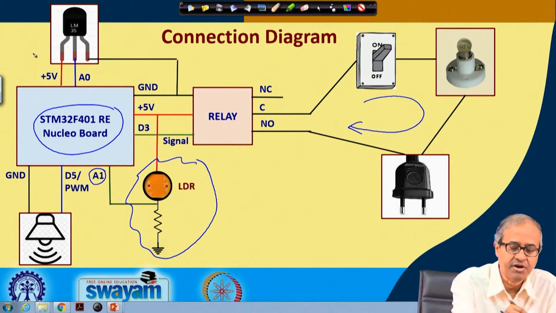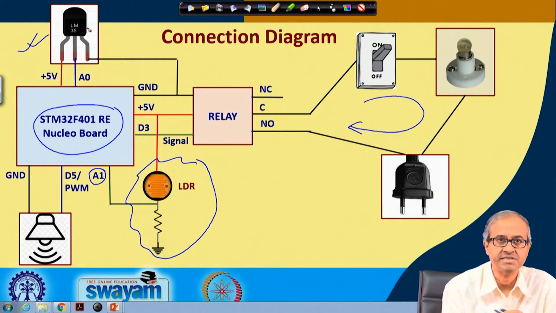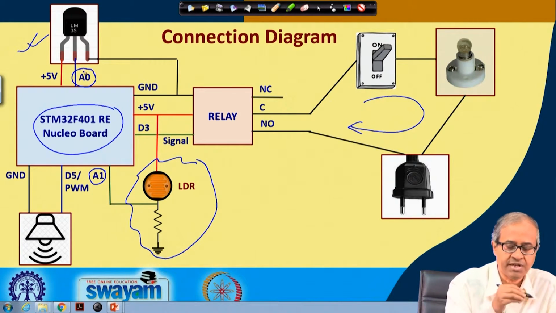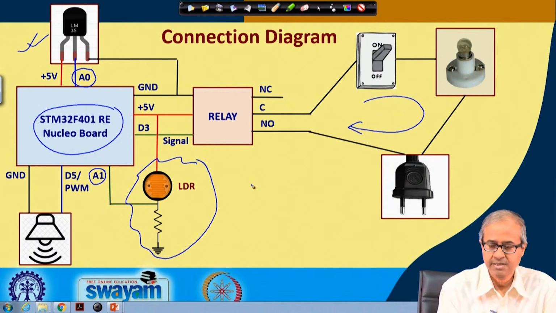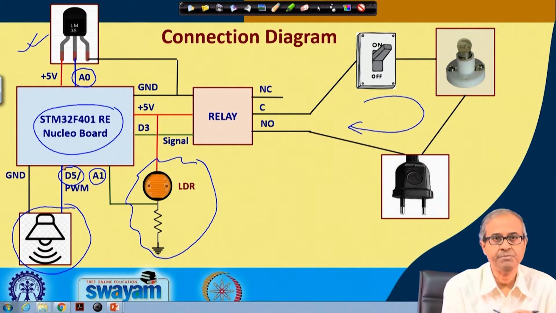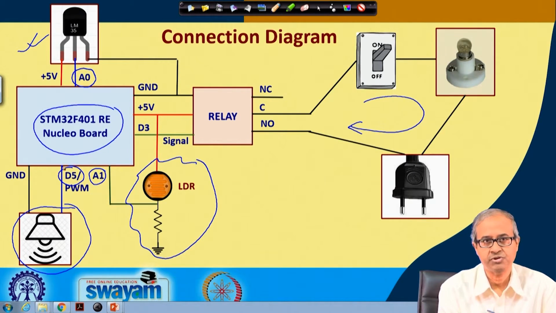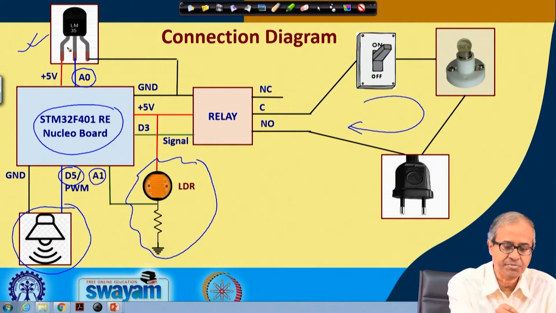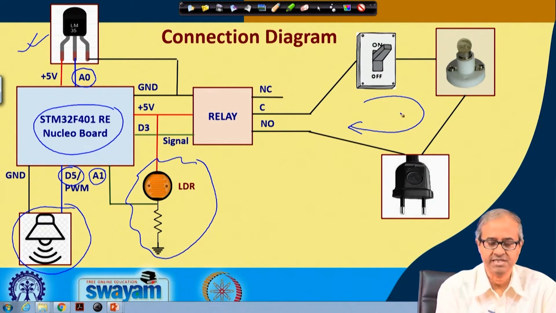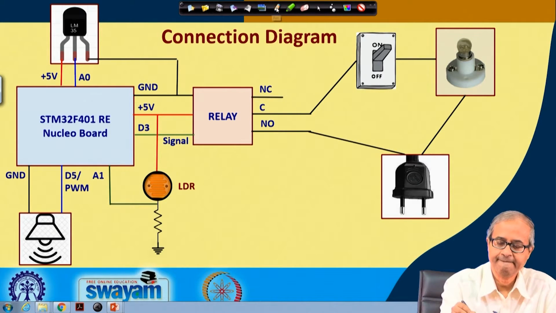On the other side, you have the LM35 temperature sensor, which will be generating the output on analog input line A0. And for the alarm, you have a speaker which is connected to D5, which is a PWM controlled output port. So, whenever the temperature crosses a threshold, this speaker will be sounded, and whenever the light falls below a level, this relay will be activated so that the light turns on.